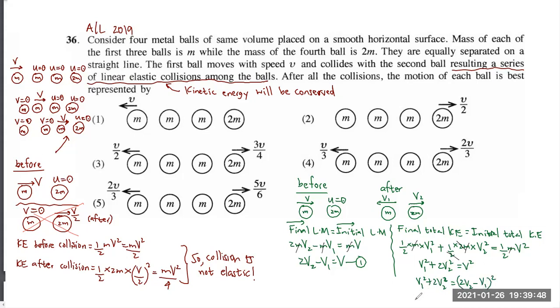Right. Then this part will be V1 squared plus 2V2 squared. And here you will be getting 4V2 squared minus, you have to multiply these 2 and 2. That will be 4V1 V2 plus V1 squared. Hope you guys understood this. What have I done here?